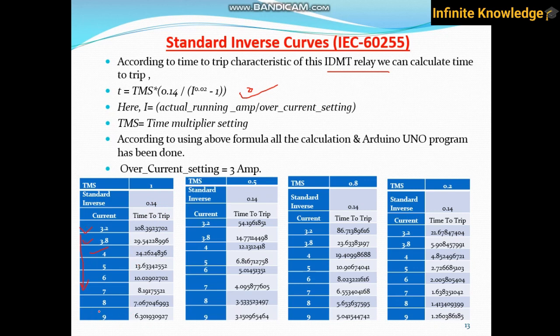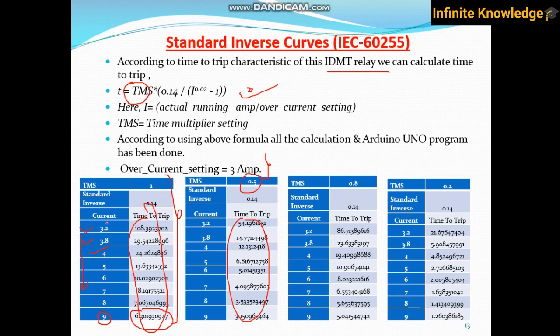So for 9 ampere, specifically for this setting, it will trip your circuit in 6.3. And you need to add 0.5, meaning this TMS. So the time you are getting is actually half of this value. You can set the time according to your requirement: 1, 0.8, 0.5.